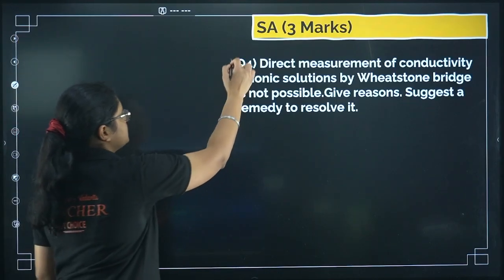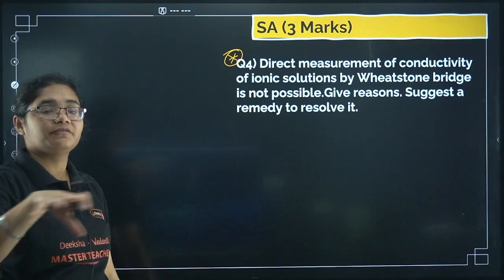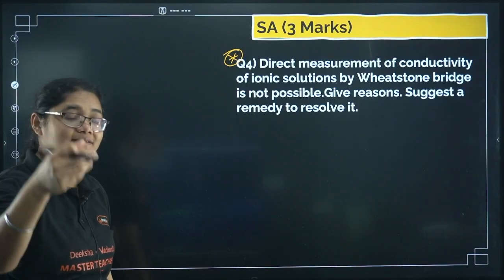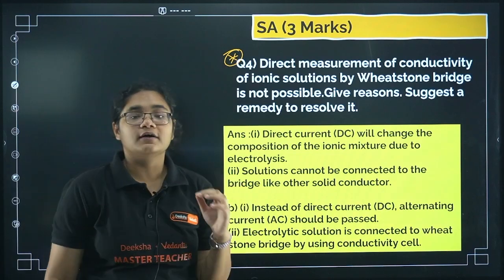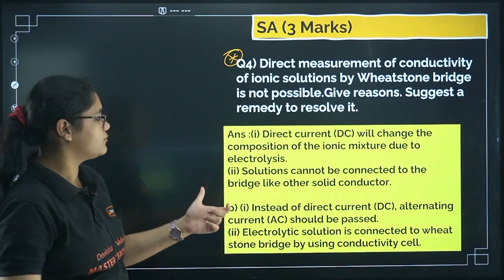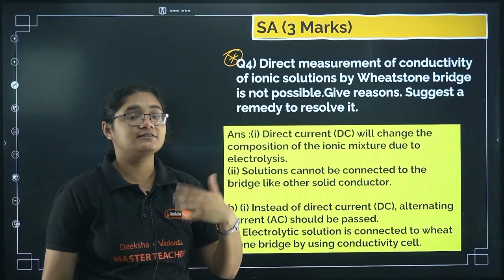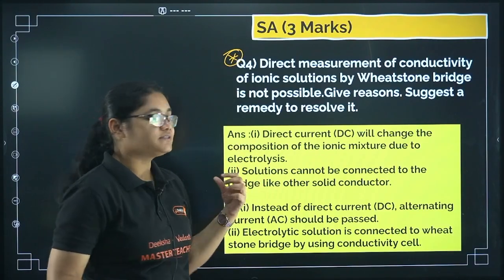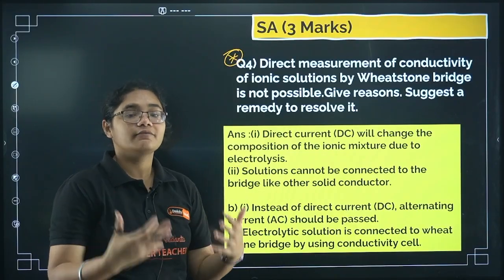Now this question is recent, I can say a trending question. Last year in the midterms of different districts, and in the final exam sample question paper also, this question was there. Why can we not directly measure the resistance of an electrolyte? You have to write two problems and two solutions. The first problem is that direct current can change the composition. The second problem is that electrolytes are solutions, so you cannot connect them directly to the Wheatstone bridge.